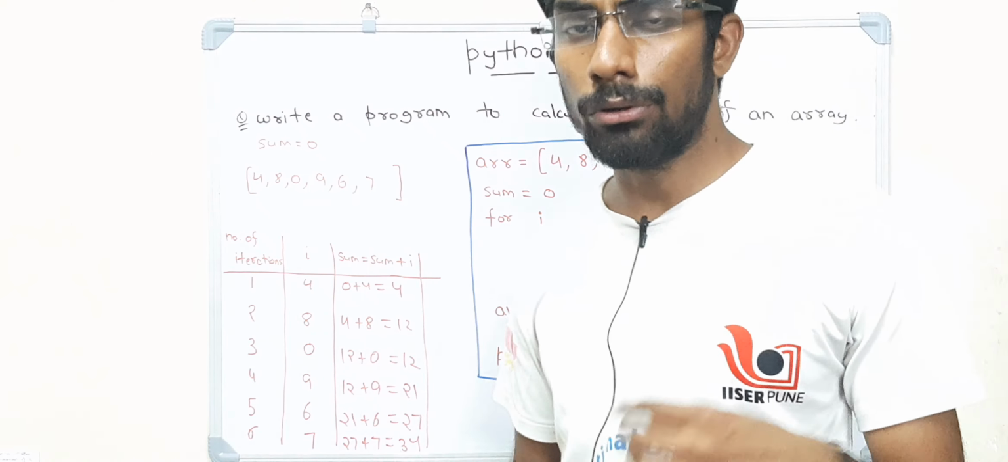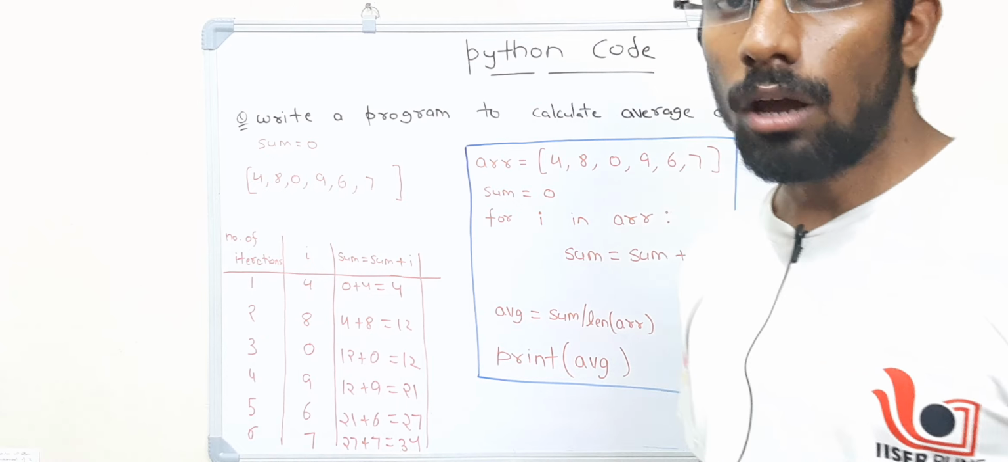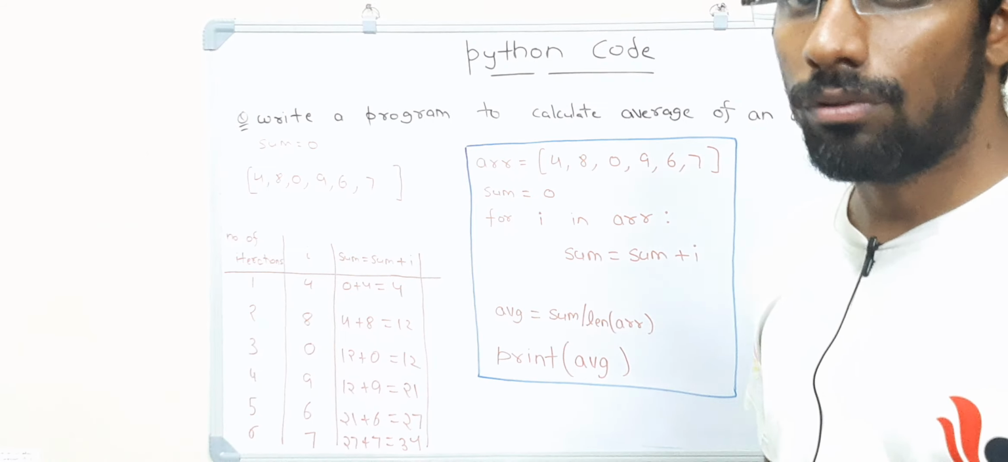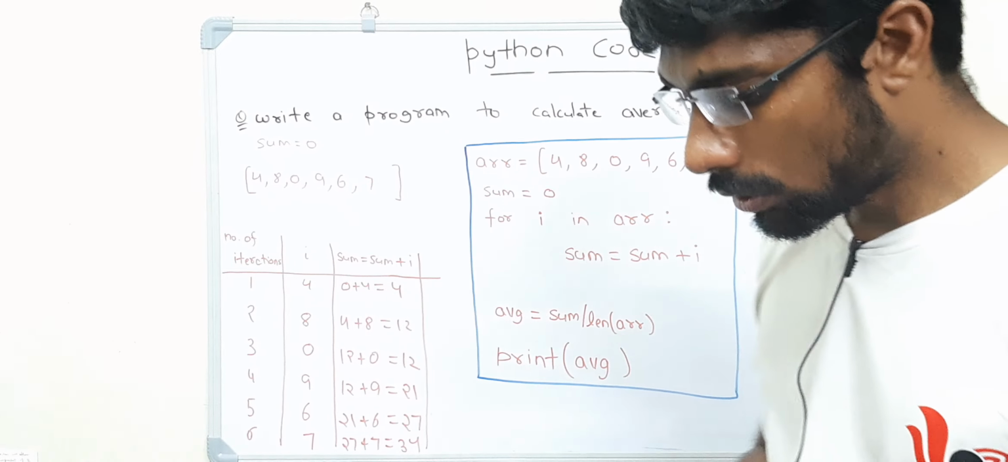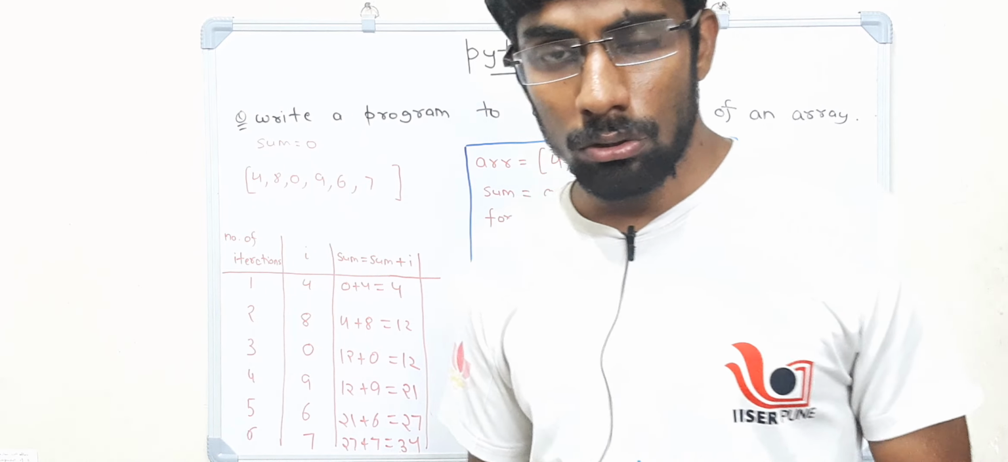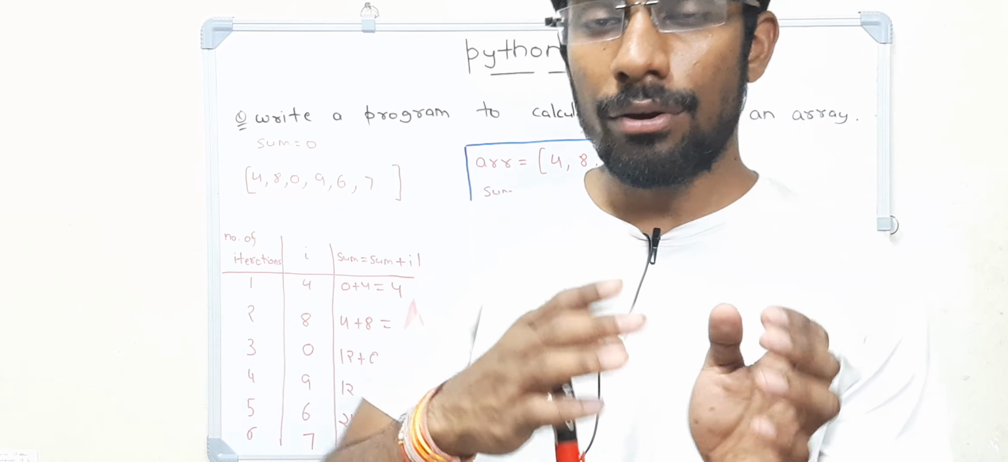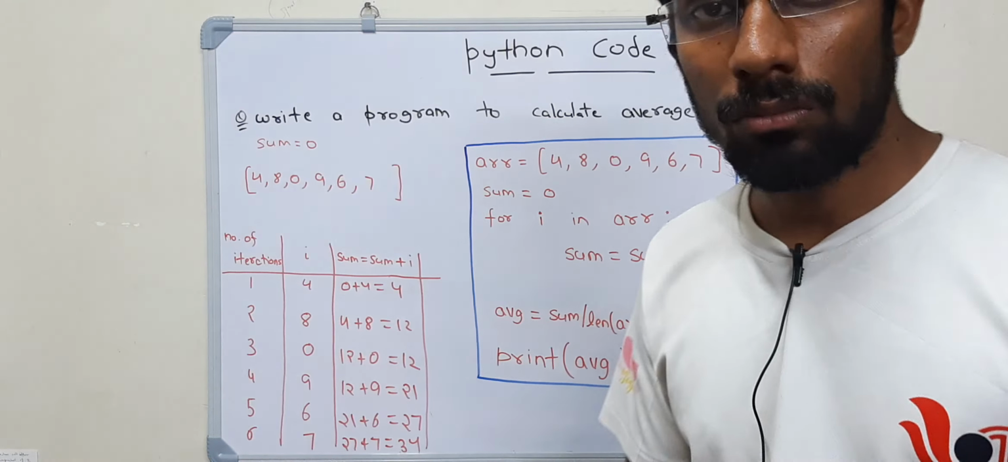In this video, I'm going to discuss the program for how to calculate the average of an array. So let's first discuss the algorithm. Suppose we have an array. What I will do is iterate over the elements of the array.